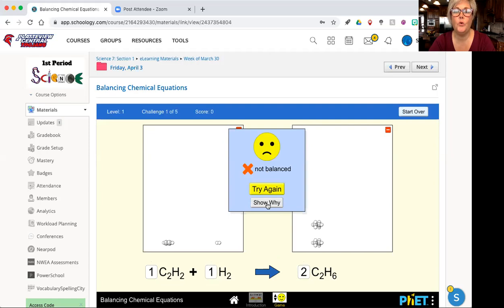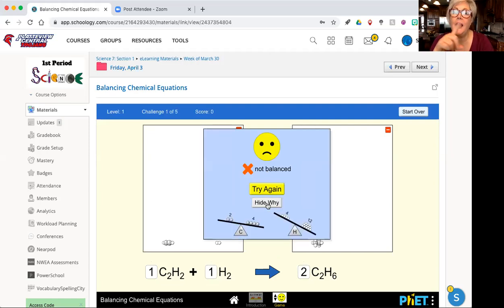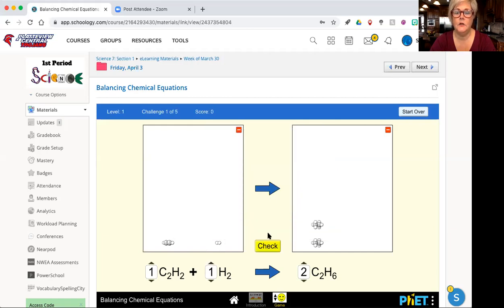So I'm going to show why. I'm confused. I don't know why I got this wrong. So I can show why, and there's where my balance visual comes in. So I can see that I've got 2 carbons in my reactants, and I've got 4 carbons in my product, and then 4 hydrogen and 12 hydrogens over here. So I need to try this again. So go ahead and hit try again, and I'm going to bring that back down, and let's try this.